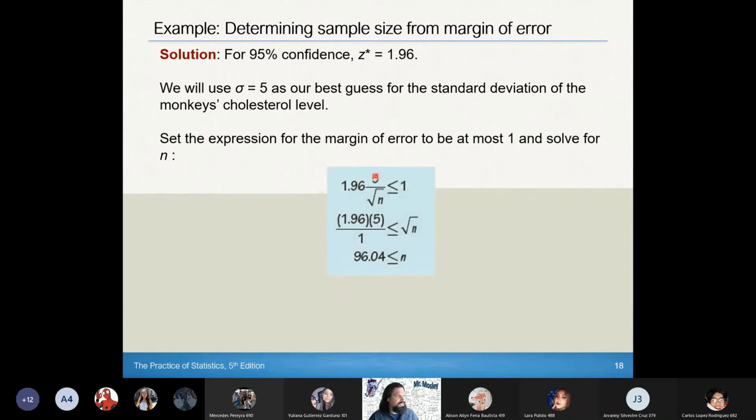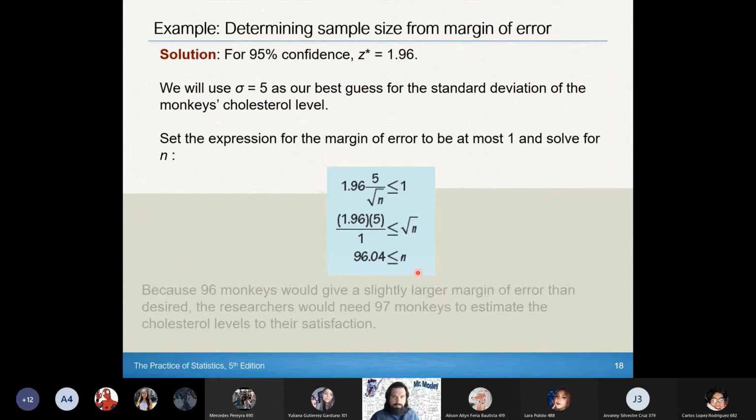So we get 1.96 times 5 over square root of n is less than or equal to 1. We rearrange, right? Multiply both sides by square root of n, divide both sides by 1, which we don't actually have to do, but they're showing that step. So we have 1.96 times 5 divided by 1 is less than or equal to n. We square both sides and we get 96.04 is less than or equal to n. In other words, n is greater than or equal to 96.04.